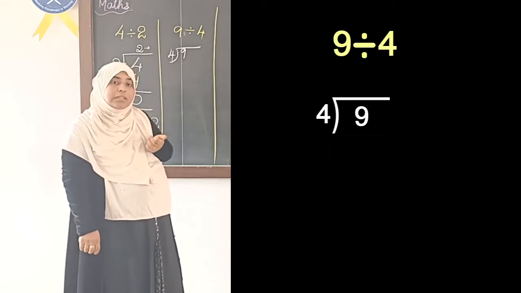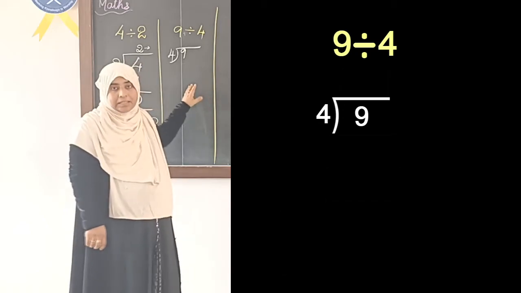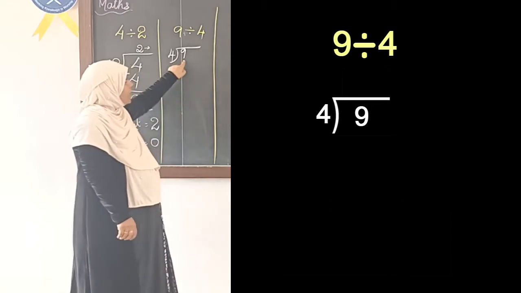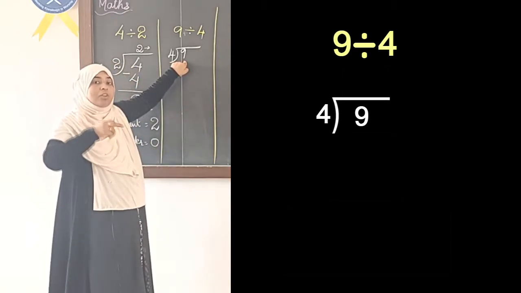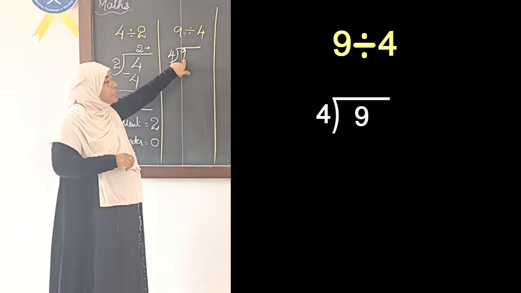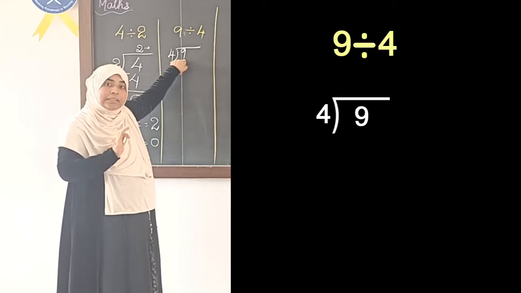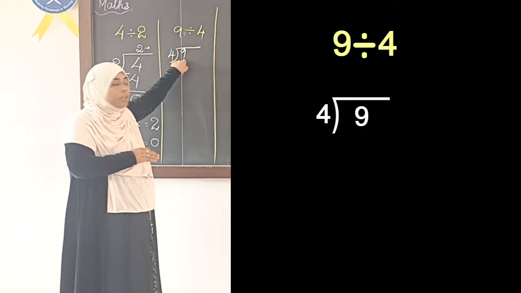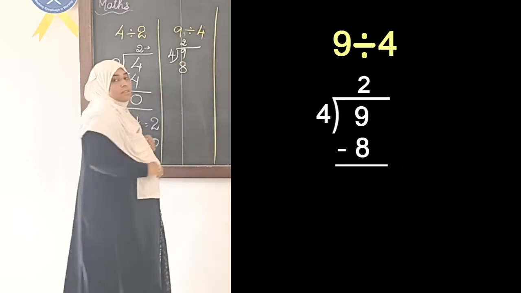Then if you go further, it is 4 into 3, 12. But 12 is greater than 9. We cannot take that. We have to look for a number which is equal to 9 or smaller than 9. We cannot go for a greater number. Okay. So here what we can do is, we will take 8. Since we don't get 9 in the table of 4, we will go for 8, which is smaller than 9. So 4 into 2 is 8.